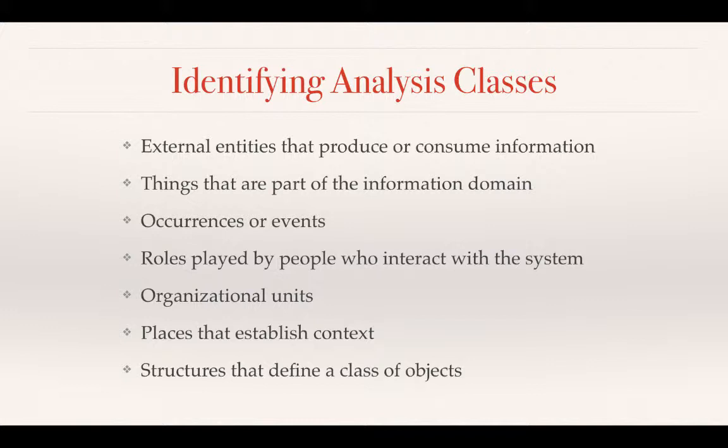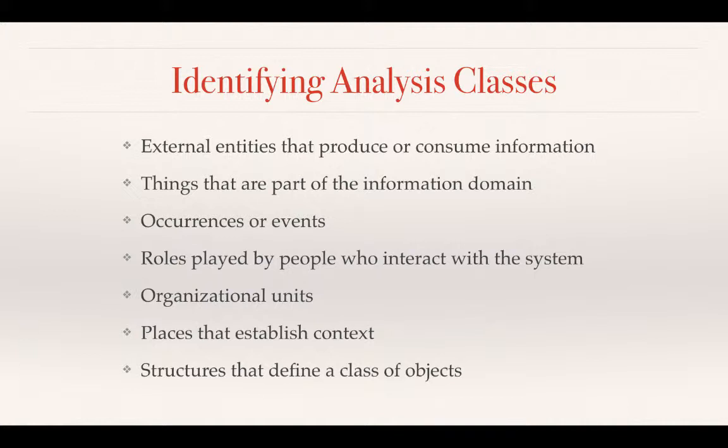Of course, you're looking for nouns here because you want to be able to create objects. Once you have the nouns, they should fall into at least one of these categories if you're going to even consider them for analysis classes. First, external entities that produce or consume information. For example, the SafeHome security function, the homeowner, or sensors would fall into this category. Next, things that are part of the information domain, like a password or telephone number.